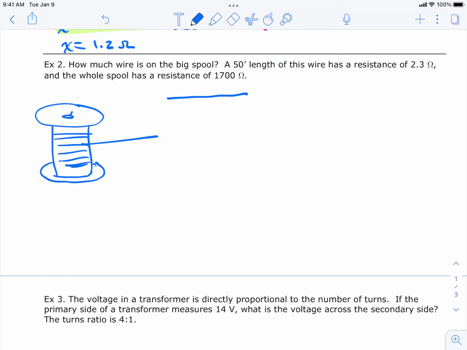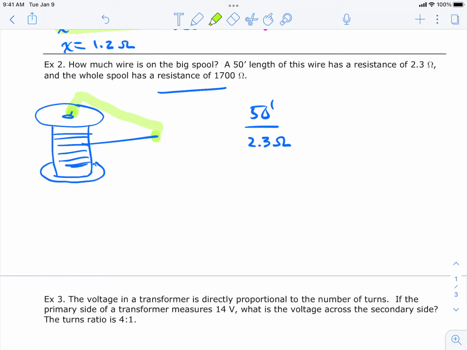Let's say the 50-foot length of wire had a resistance of 2.3 ohms. Now remember what your electricity textbook tells you: length and resistance are directly proportional. The ratio of feet to ohms has to be the same for this wire as it is for the whole spool. Well, how do you measure the resistance for the whole spool? You grab the two ends and measure the resistance by putting your resistance meter between here and here, and you can actually measure the resistance of all of that wire.